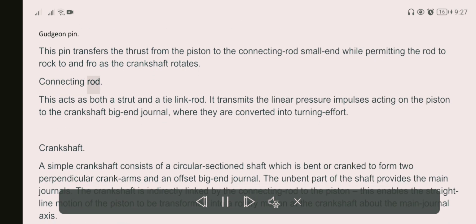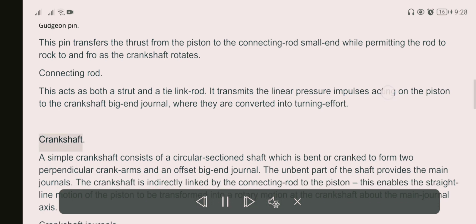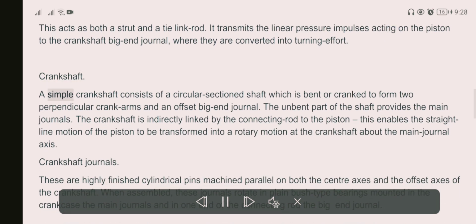Connecting rod. This acts as both a strut and a tie link rod. It transmits the linear pressure impulses acting on the piston to the crankshaft big end journal, where they are converted into turning effort.